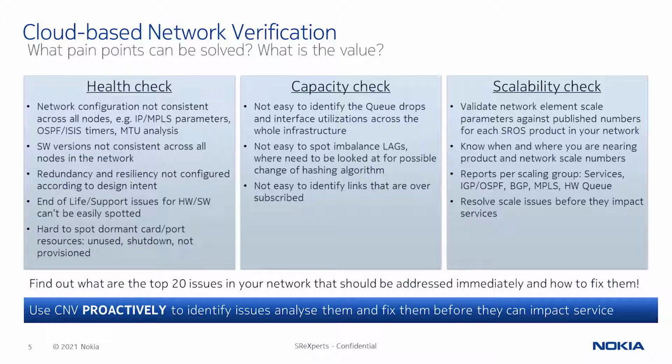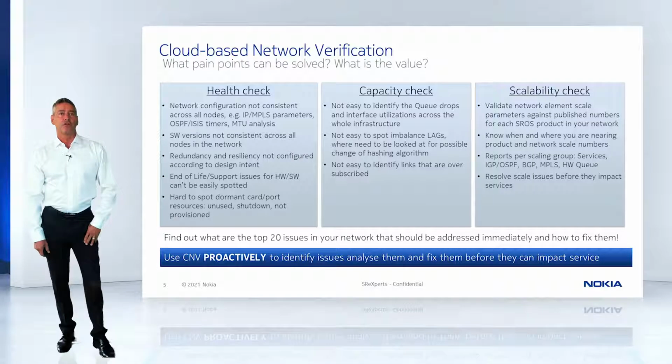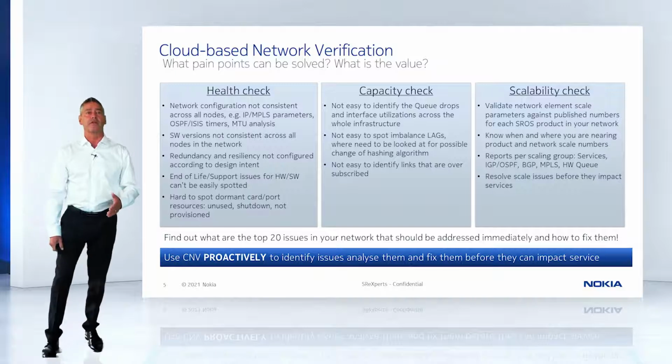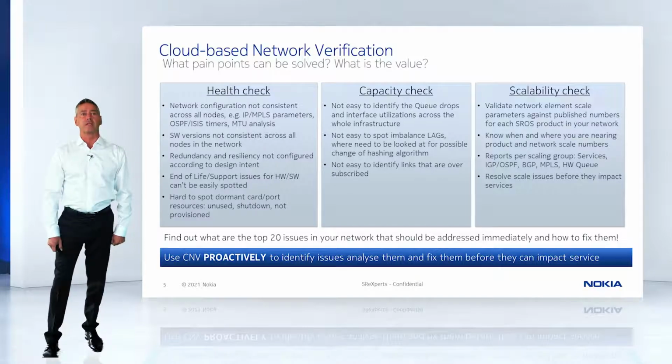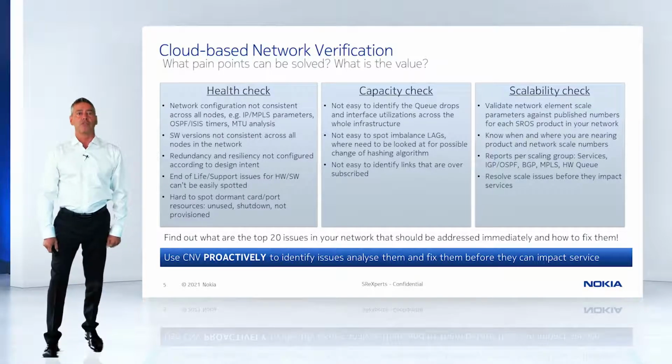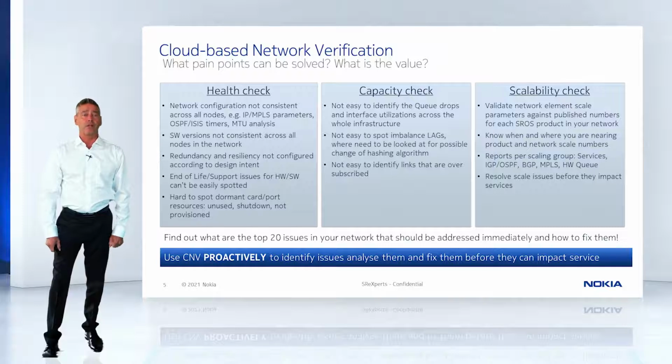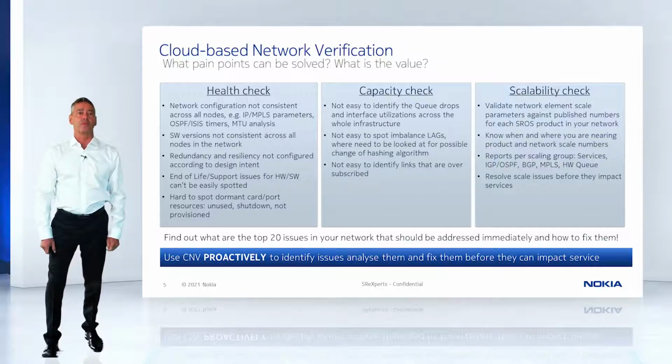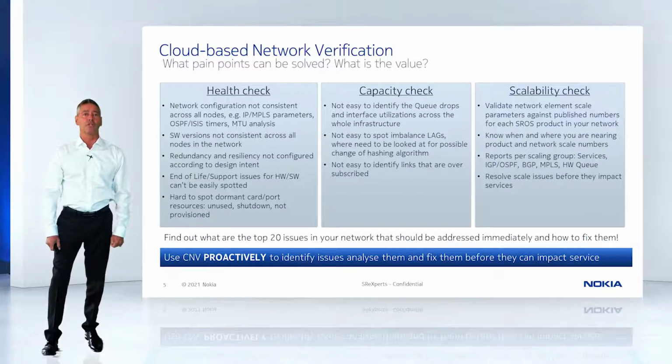It also looks at redundancy and resiliency, if they're not configured appropriately to your design intent. Another thing that's very handy: click a button, and you can get all your end-of-life support issues for the hardware and the software. Usually this would take a month. Here, at the click of a button, you get that report that tells you all the supported versions of your routers. It's hard to spot dormant cards, ports, and resources that are unused, so this report will help you find out that information.